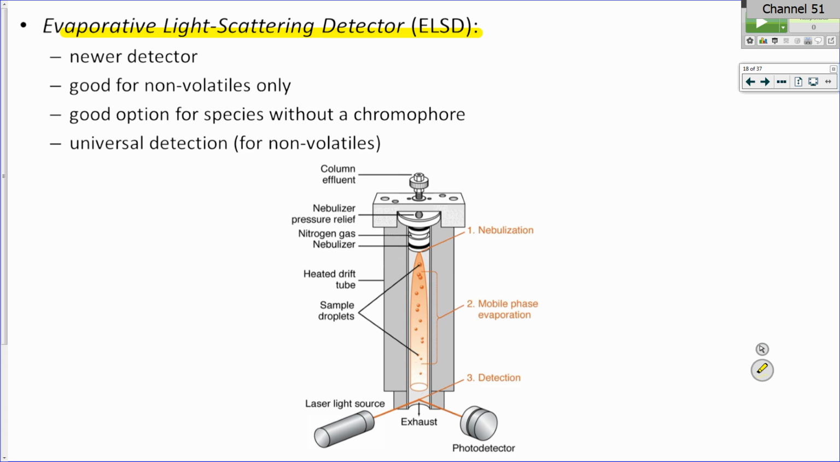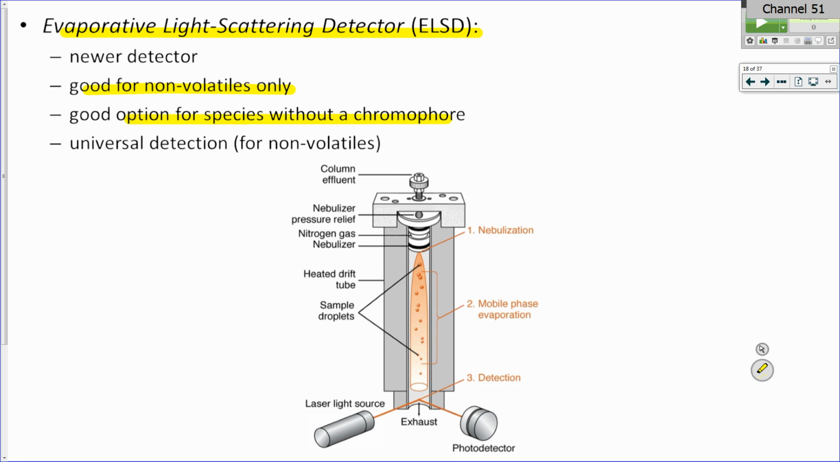And what it does is it takes a sample and volatilizes the solvent out, and then it produces the non-volatile species that will make a colloid and group together. And this works very well for things that don't have a chromophore. A good example of this is a great carbohydrate detector.